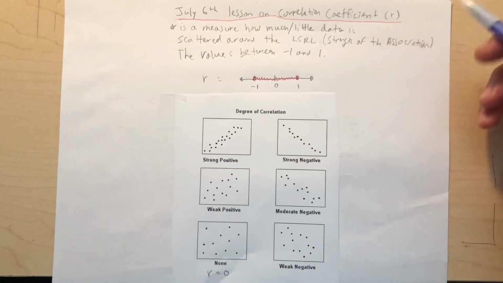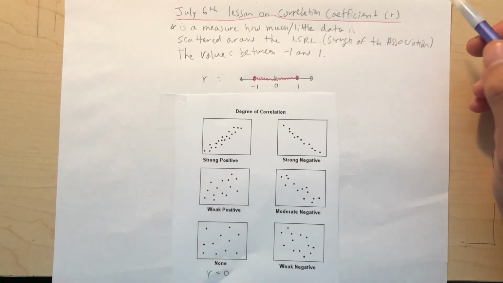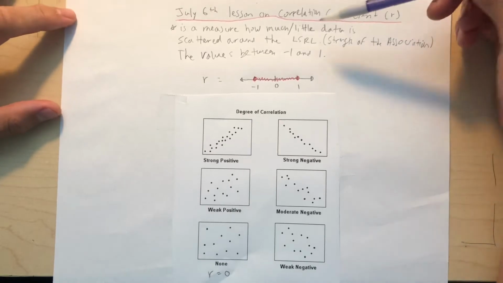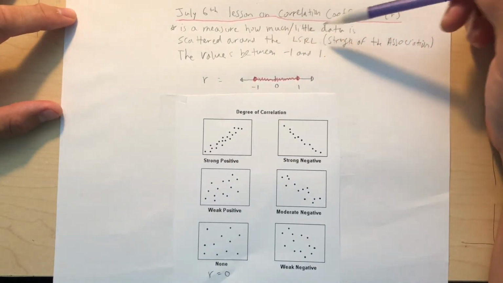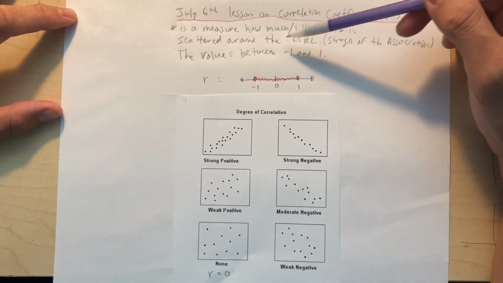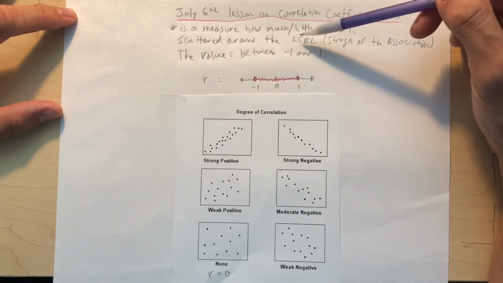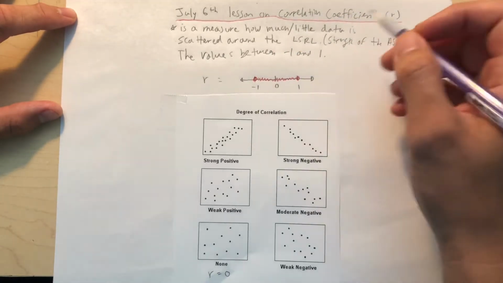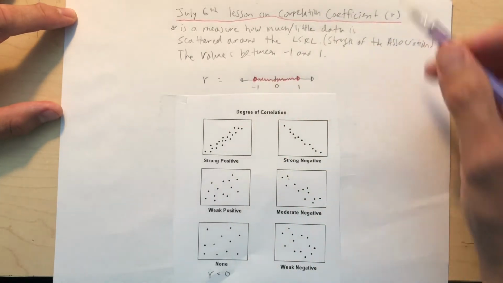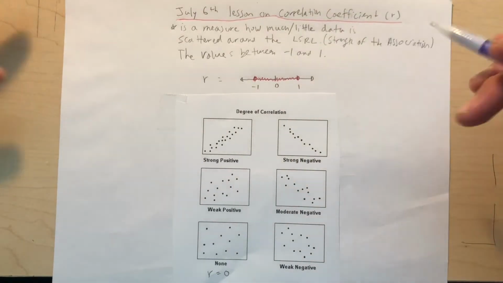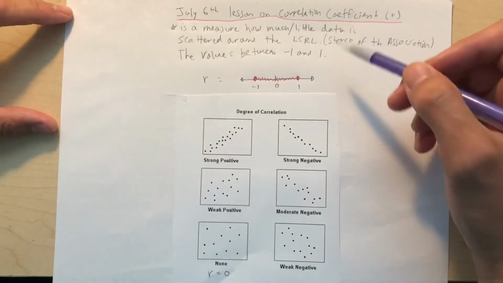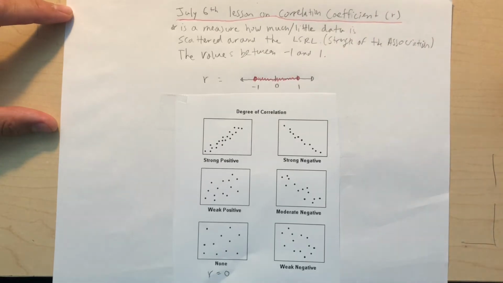They will call it an R, okay? So what does that mean? It just means that the correlation coefficient is a measure of how much the data is scattered around the LSRL, which is the line on the graph itself. So is it too spread apart, or is it nicely tight together on a line? The number will tell us that type of data, okay?